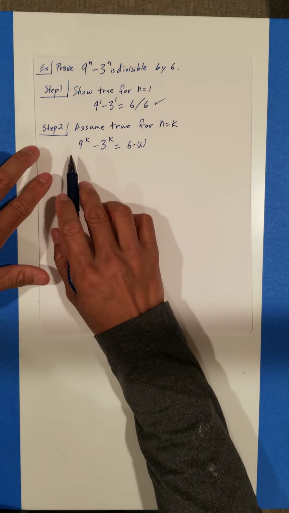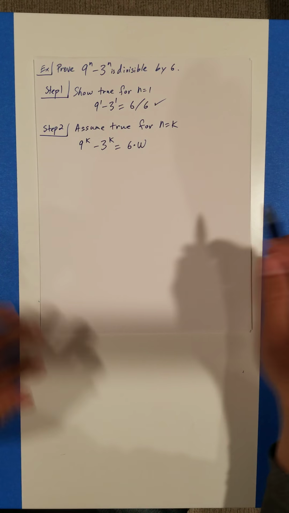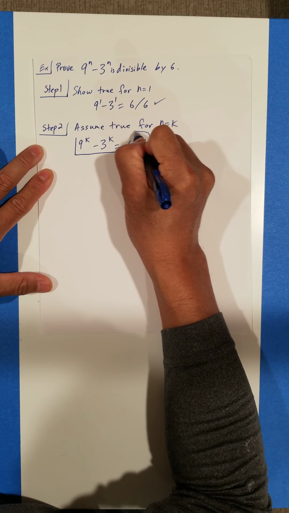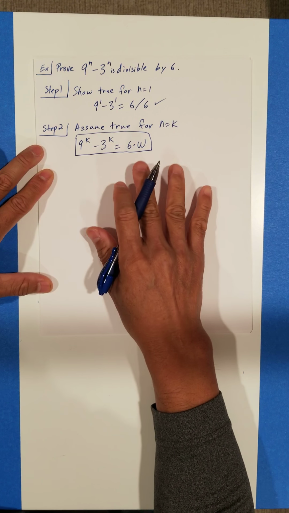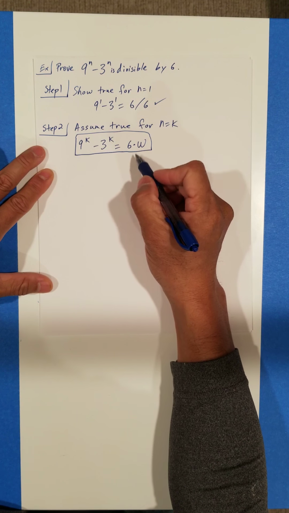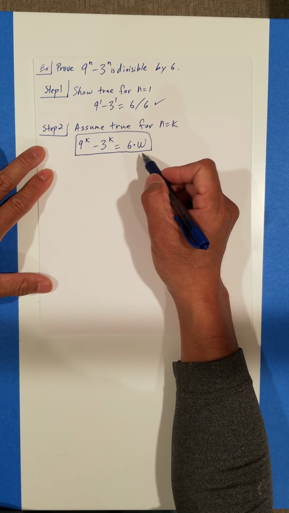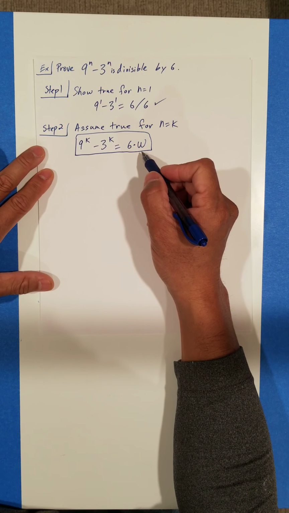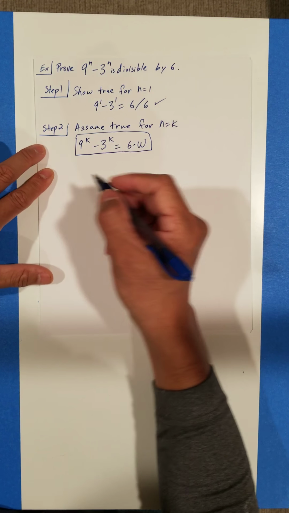So when it's divisible by 6, it can be written as 6 times w. Now, this w is going to be confusing to some, but it's just arbitrary, a dummy variable. You can call it anything you want. You can call it t or z or a, it doesn't matter.